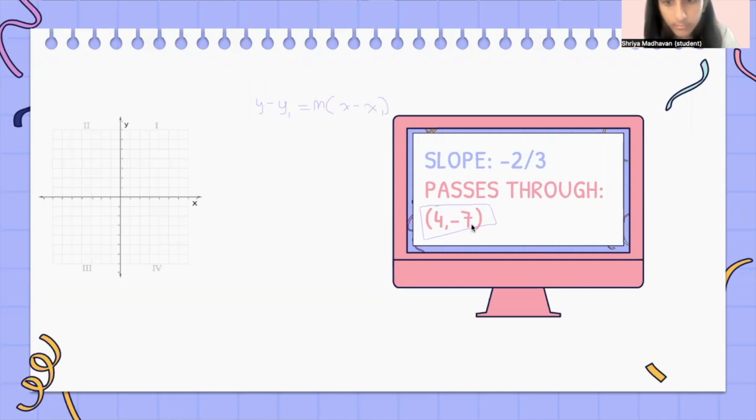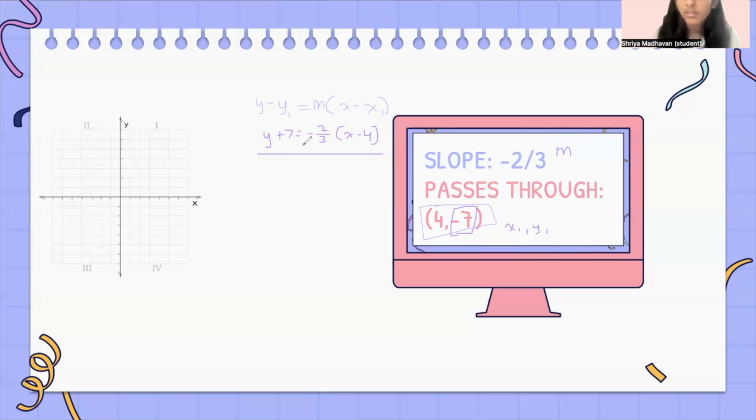Okay. So now this is x1 comma y1, and then this is m. So let's plug that in. So negative 7 is y1. So y minus of negative 7 is just y plus 7. So y plus 7 is equal to m, which is negative 2/3, into x minus x1, which is just 4. And yeah, we got our point-slope equation.